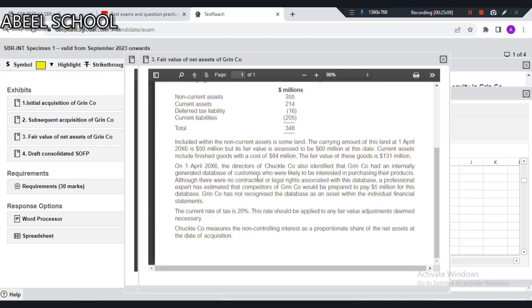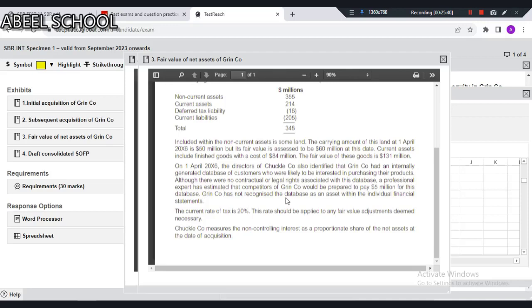On 1st April X6, the director of Chuckle Company also identified that Green Company had an internally generated database of customers who were likely to be interested in purchasing their products, although there were no contractual or legal rights associated with this database. A professional expert has estimated that competitors of the Green Company would be prepared to pay 5 million for this database. So this 5 million is your fair value adjustment. This will also create deferred tax liability.